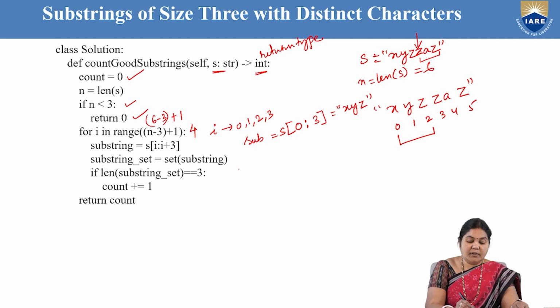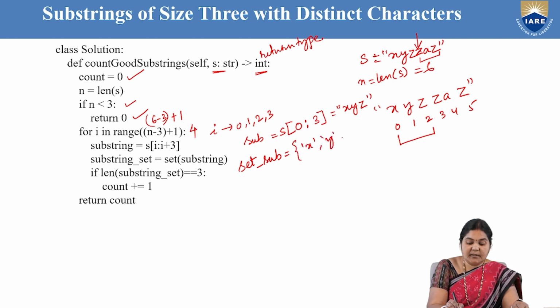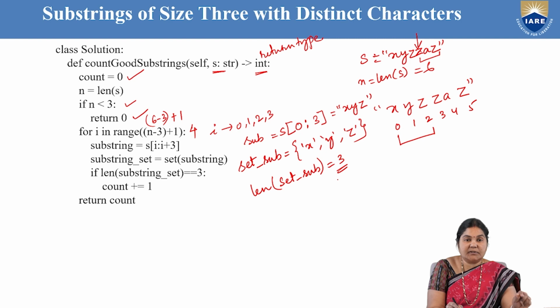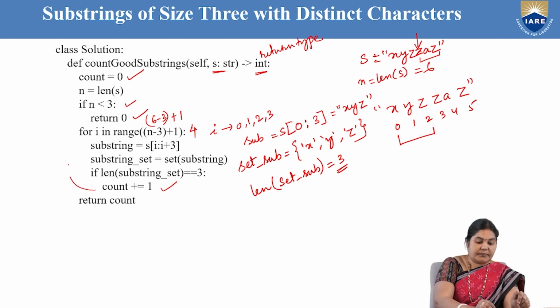Now, we will convert this into a set. Then it will be X, Y and Z. Now, if I find the length of the set, it will be 3. If length is equal to 3, that means all the characters are unique here. Then I will do count plus plus, so it is a good substring. The definition of a good substring is that it should not contain any repeated characters.